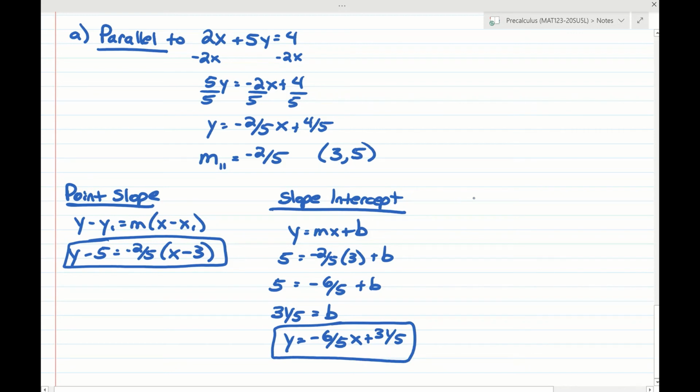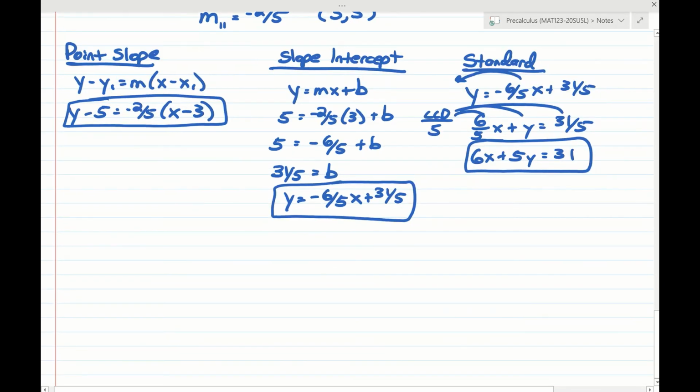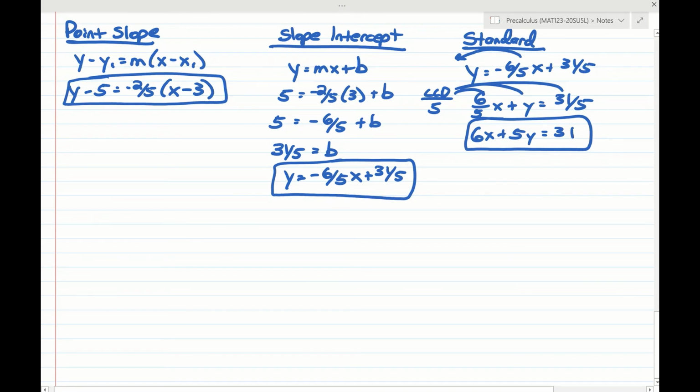And then finally, standard form, we could just take our slope-intercept form and rearrange it. Let's bring the x on the other side here. That's going to be 6/5 x plus y is equal to 31/5. So a is positive, but we do have fractions, so let's take care of that by multiplying everything by 5. So we get 6x plus 5y is equal to 31. And that's if the line was parallel, right?